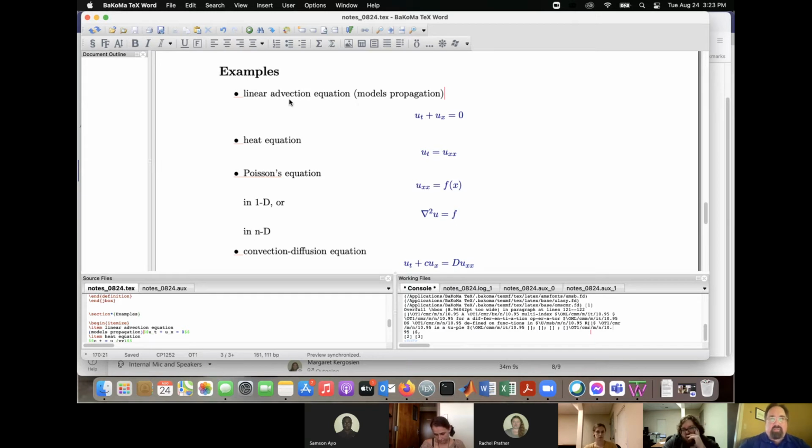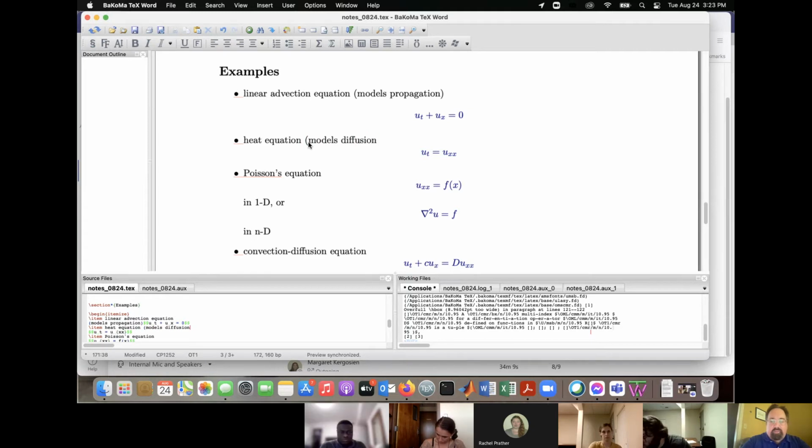So equations that model that kind of behavior are advective in nature. By contrast, the heat equation models a very different physical effect, diffusion. You have heat energy diffusing throughout the spatial domain. So here we have ut is equal to uxx.